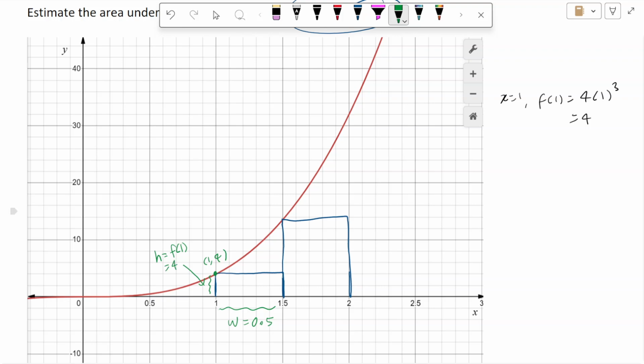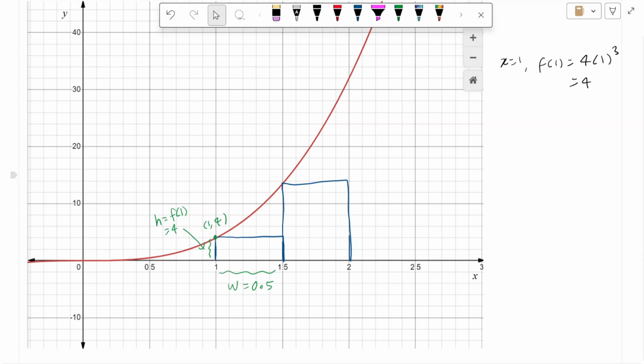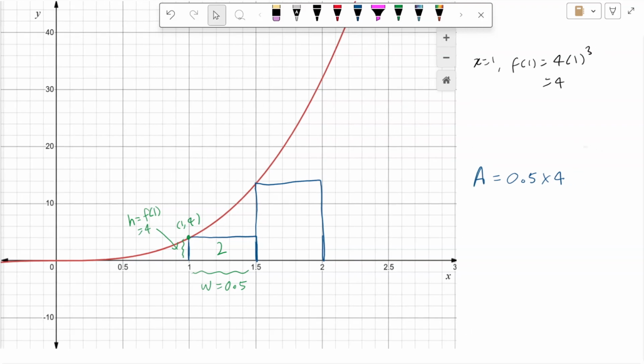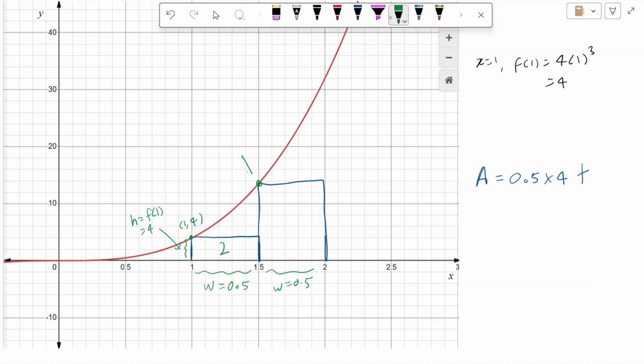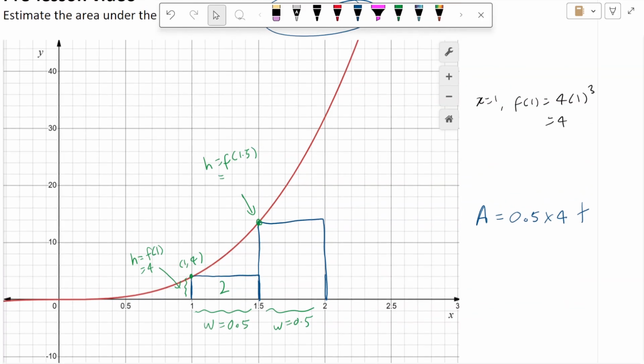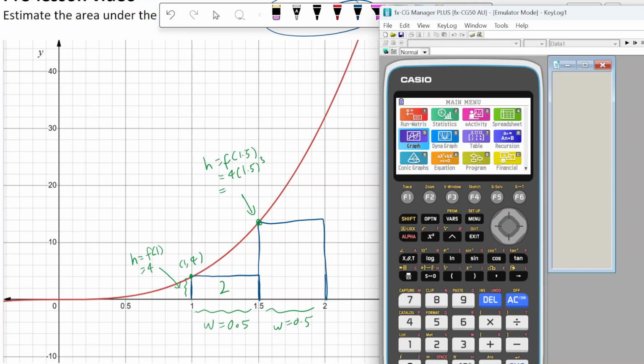The height is 4. So if we look at the area of that rectangle, it's going to be 0.5 as a width times 4 as a height. By the way, that gives us 2, just in case you're wondering. Let's look at the area of the next rectangle. So the next rectangle, it's going to be a width of 0.5 again. And the height here, well, the height is going to be f of 1.5. So that's going to be 4 lots of 1.5 cubed. And we can just chuck that into a calculator and work it out.